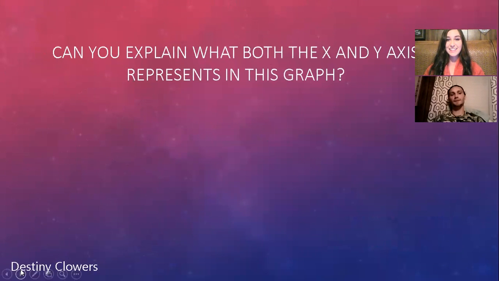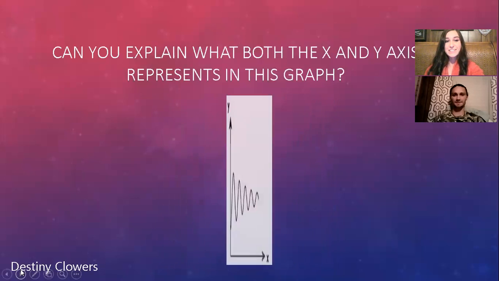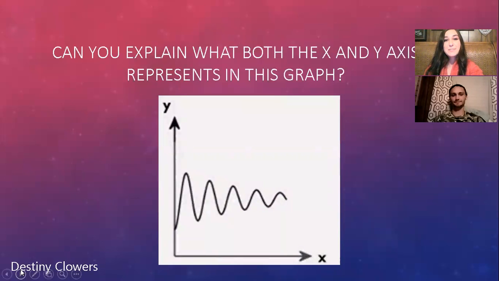My first question is, can you explain what both the X and Y axis represents in this graph right here? Of course. The X and Y axis will be easier to interpret if you imagine this graph being the path that a bouncy ball is taking once it falls off of a table. You can see in this graph that as X is increasing, Y is slowly starting to decrease. You can know this by looking at the first time that the ball bounces, which is this one right here.